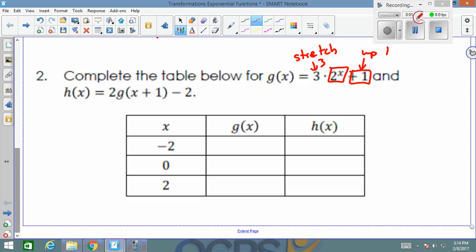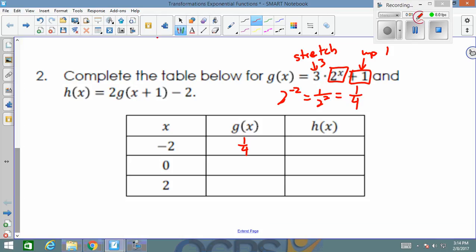So let's go ahead. We're going to put -2 in. So it's 2 to the -2, which remember is the same as 1/2 squared, which is 1/4. So this is 1/4. And then we're going to multiply it by 3. So 1/4 times 3 is going to be 3/4. And then 3/4 plus 1 would be plus 4/4, which is 7/4.